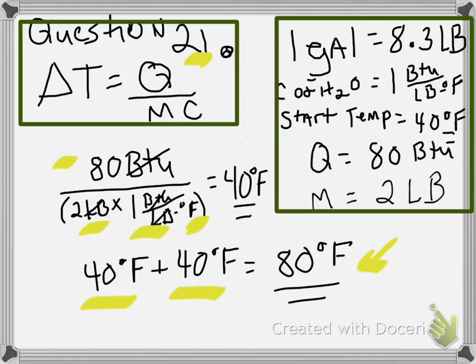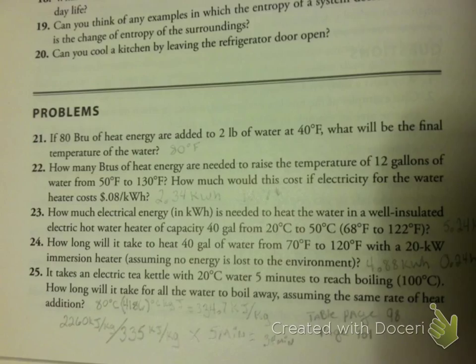Now we're going to work on 22. All right, so question number 22: how many BTUs of heat energy are needed to raise the temperature of 12 gallons of water from 50 degrees to 130 degrees Fahrenheit? How much would this cost in electricity of water if the cost was 8 cents per kilowatt?